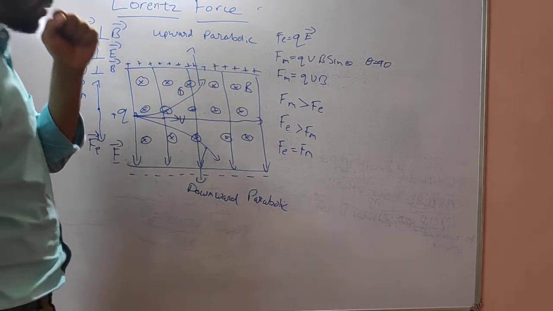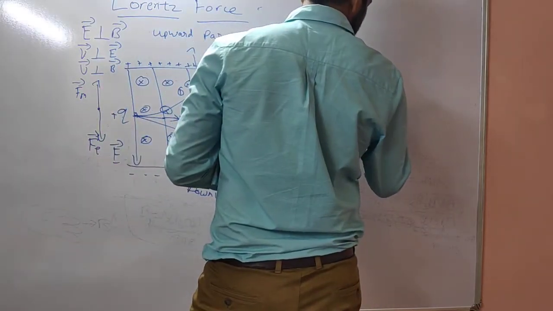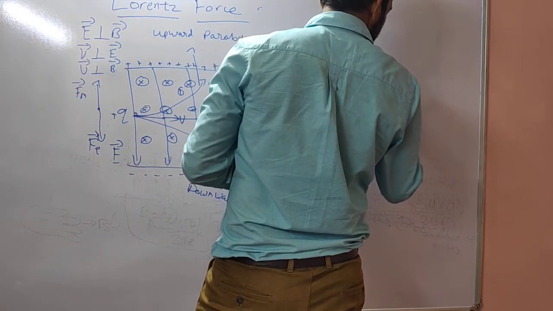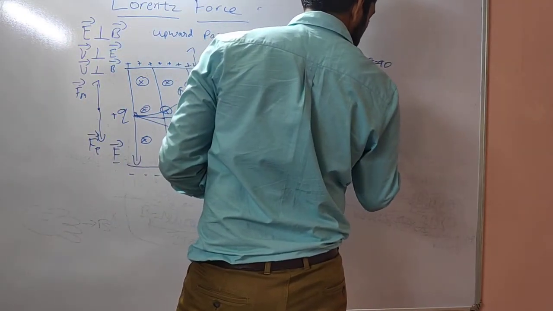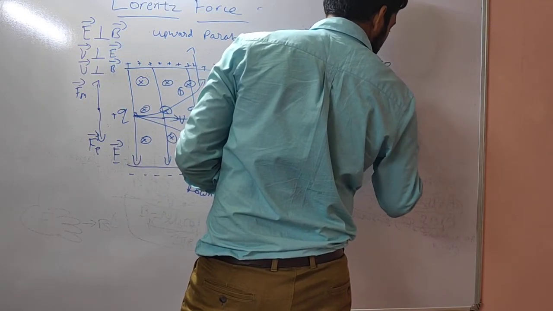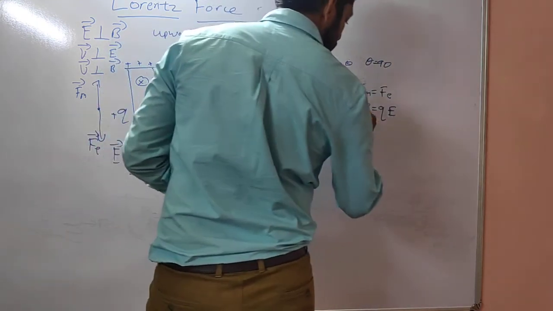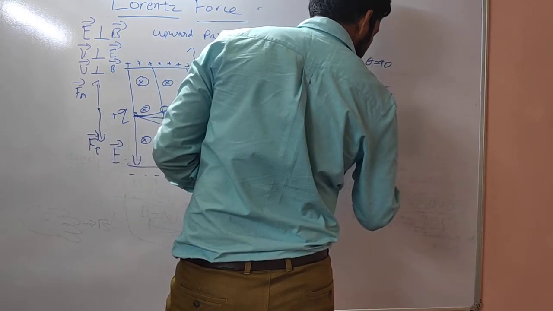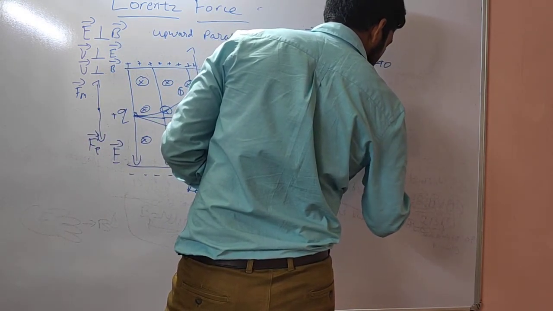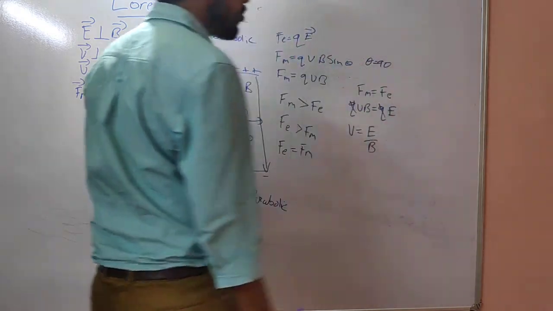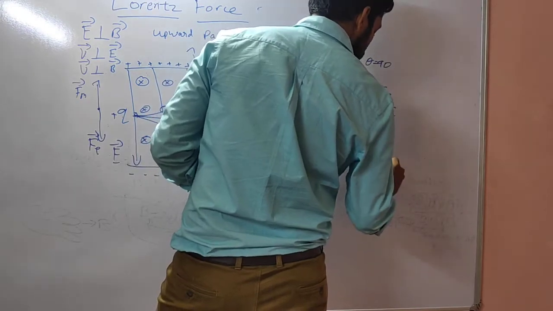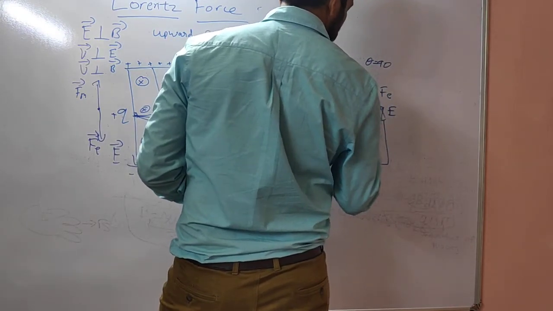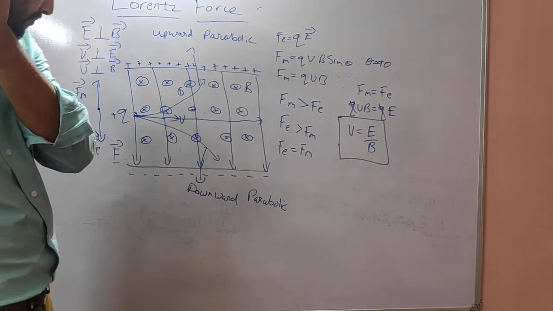Now for this condition, can I write Fm equals to Fe? The value of Fm is QVB. QVB is equals to QE. Can I write it? Q, Q cancel. So V equals to E by B. This is known as velocity selector. This is very important.